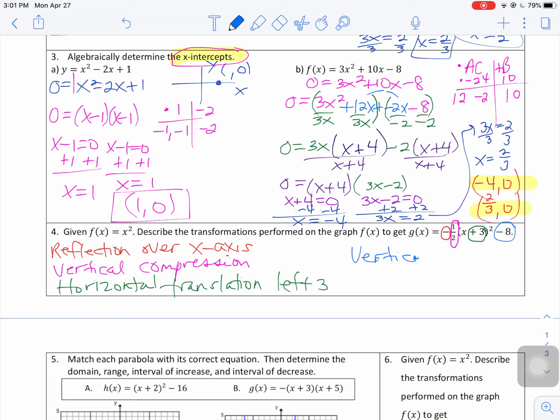So it's going to be a vertical translation down 8. So the vertical translations are as they should be. Down is negative, up is positive.